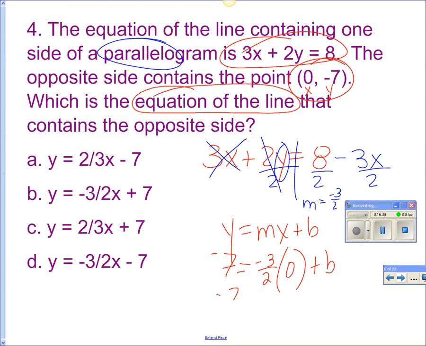Good. So that gives you negative 7. When you multiply these, you get 0 plus b. And so negative 7 equals b. Negative 7 equals b. All right, Dylan, A, B, C, or D?